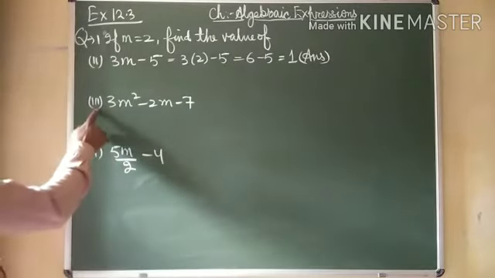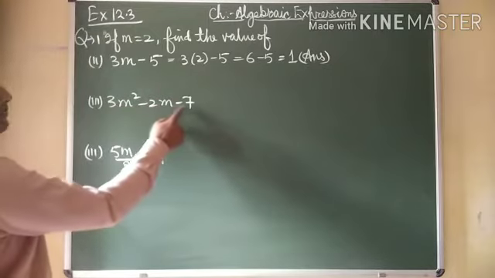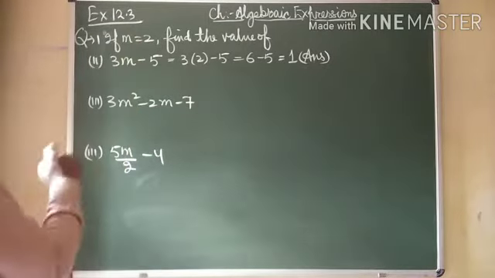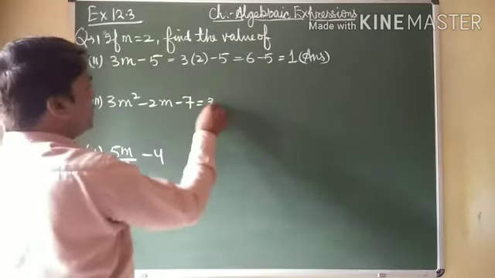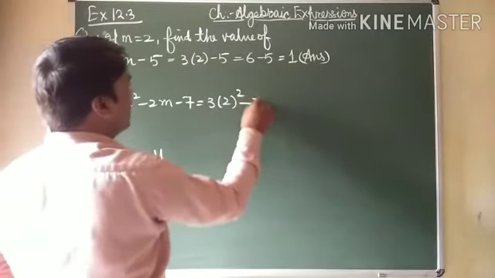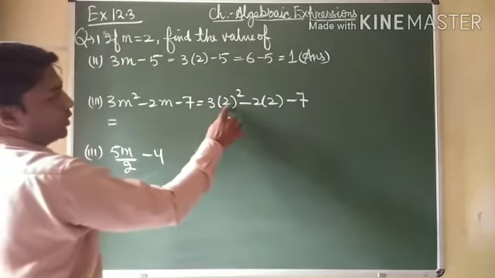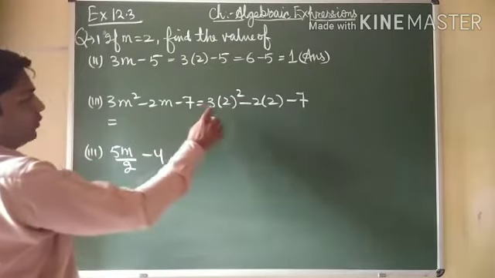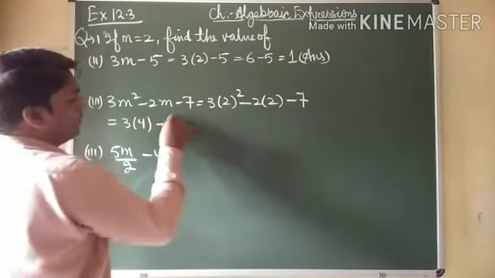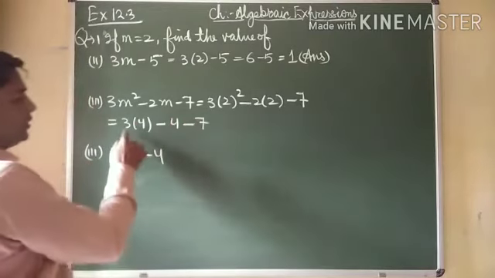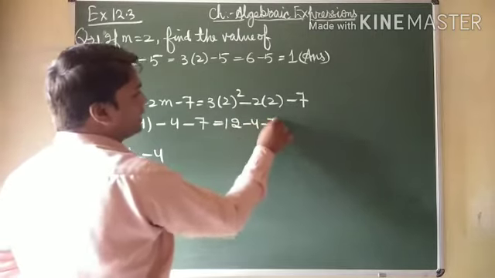Next is the third part. Find the value of the algebraic expression 3m square minus 2m minus 7 at m is equal to 2. So putting the value of m is equal to 2 here, we get 3 into 2 square minus 2 into 2 minus 7. Now 2 square is equal to 4. So it becomes 3 into 4 minus 2 2s are 4 minus 7. So 3 4s are 12. So it becomes 12 minus 4 minus 7.